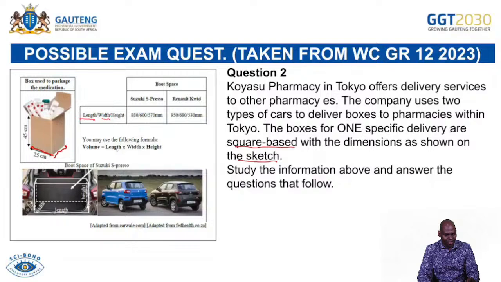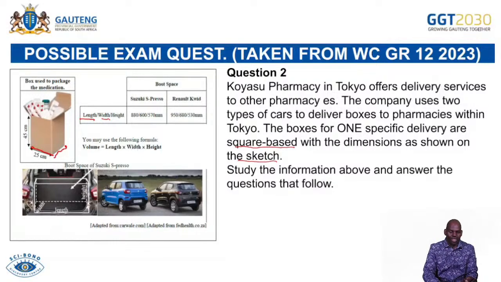They say you may use the following: volume is equal to length times width times height. Volume is equal to length times width times height. If we look at the boot space of the Suzuki Espresso, they are showing you what the shape of the boot looks like. It's in the form of a rectangular shape, so it's sort of a rectangular prism.